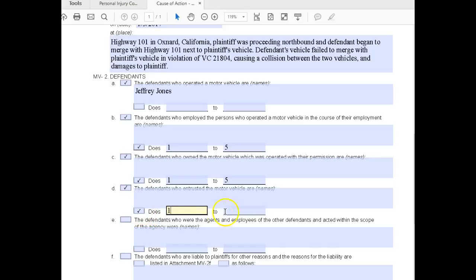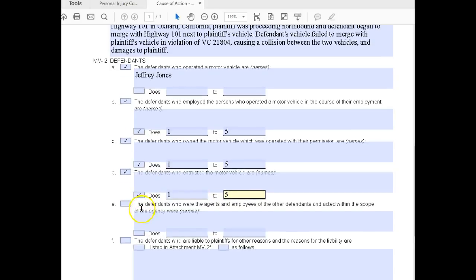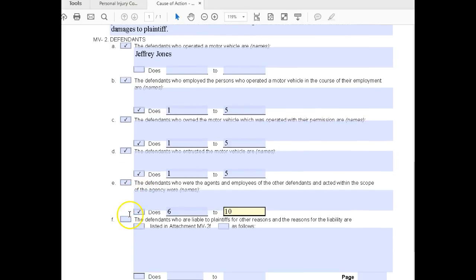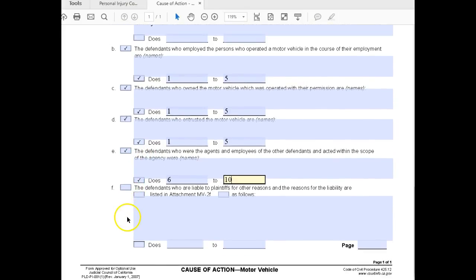So we'll put down Does 1 through 5, let's say. And then the defendants who were agents and employees of the other defendants and acted within the scope of the agency are... This is just a generic one, just in case we have some additional people who might be working together in whatever they were doing. We want to put those people in.